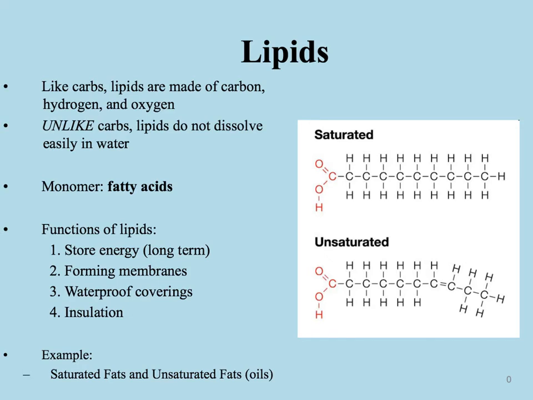Third is waterproof covering. If you see the waxy covering on a plant leaf, it is there to help prevent water loss. So a lot of your organs and things like that are going to be coated to have a waterproof covering. And then the last thing is insulation. So polar bears and whales have this very thick layer of blubber that is going to help keep them warm in those very cold environments that they live in. So an example of a lipid would be fats, oils, and waxes.